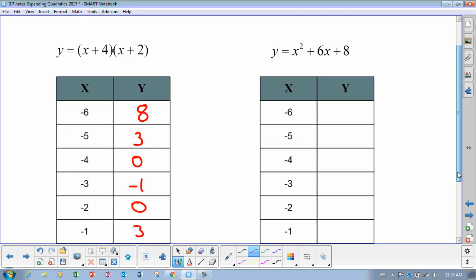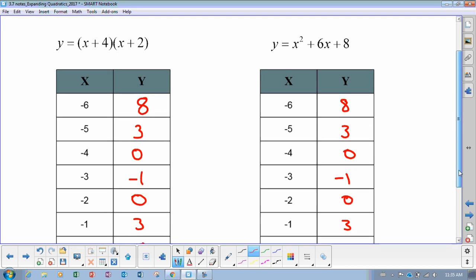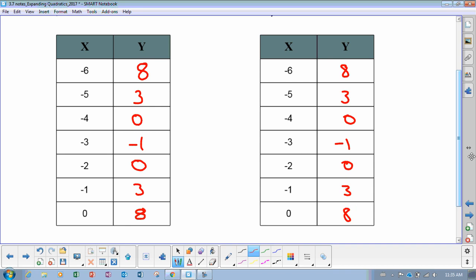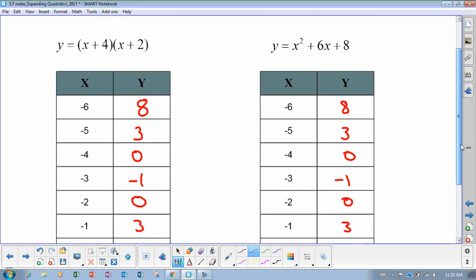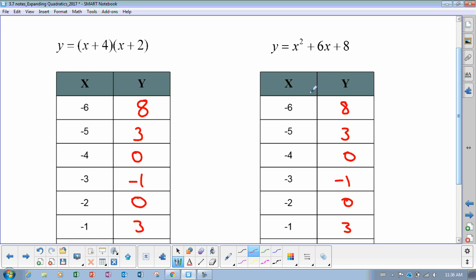Now if I do the exact same thing over here, -6 squared plus 6 times -6 plus 8, I'm going to get 8. I'm going to get 3. I'm going to get 0, -1, 0, 3, and 8. So you notice they're the exact same thing. That means we must be able to take factored form, which is right here, and switch it to standard.